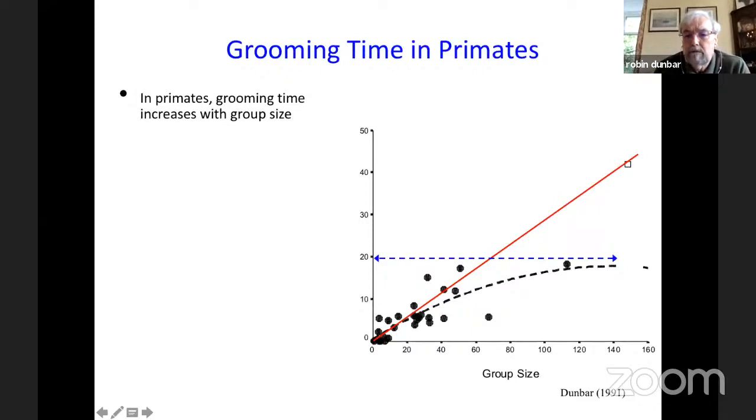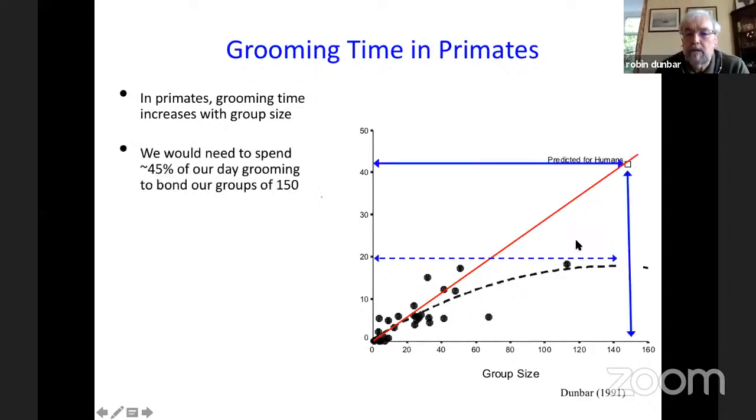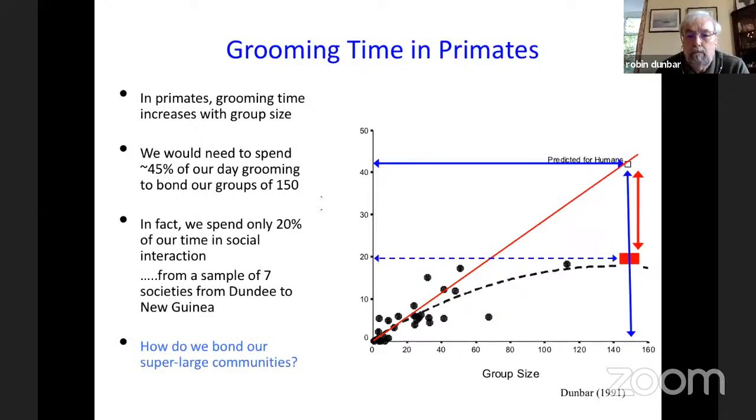So we're interested in how much time we should devote to social interaction if we were bonding our groups the same way that primates do, namely through social grooming, with our groups of about 150. If you just take the linear relationship that you have for these data up to that point, then we should spend about 45% of our day in social interaction. Well, that's physically not possible.